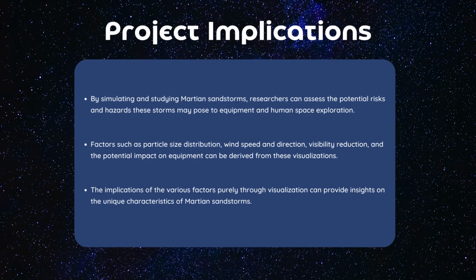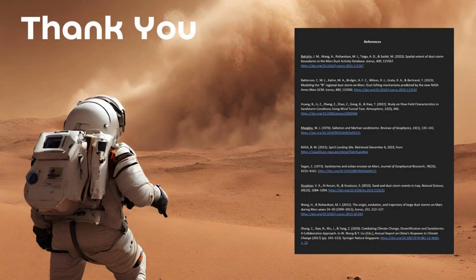The implications of this project: by simulating and studying Martian sandstorms, researchers can assess the potential risks and hazards these storms may pose to equipment and human space exploration. Factors such as particle size distribution, wind speed and direction, visibility reduction, and the potential impact on equipment could be derived from these visualizations. The implications of the various factors purely through visualization can provide insights on the unique characteristics of Martian sandstorms. Thank you very much.